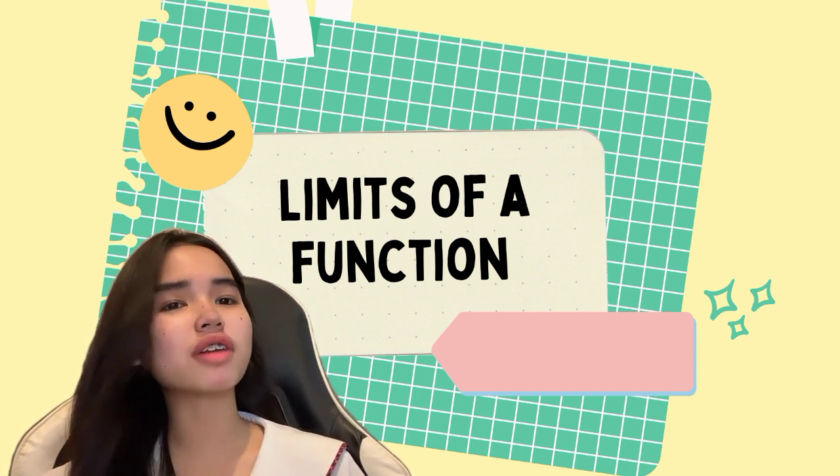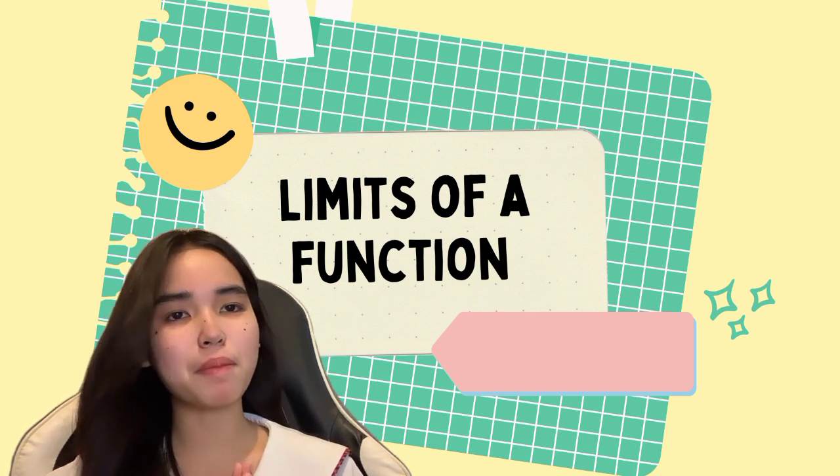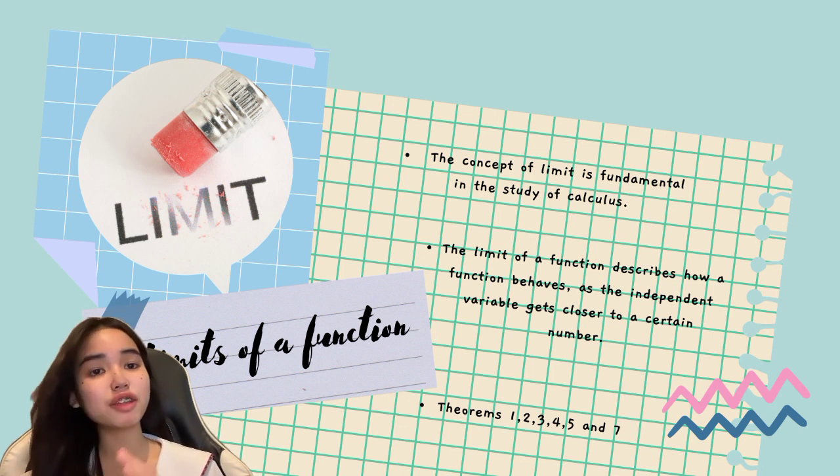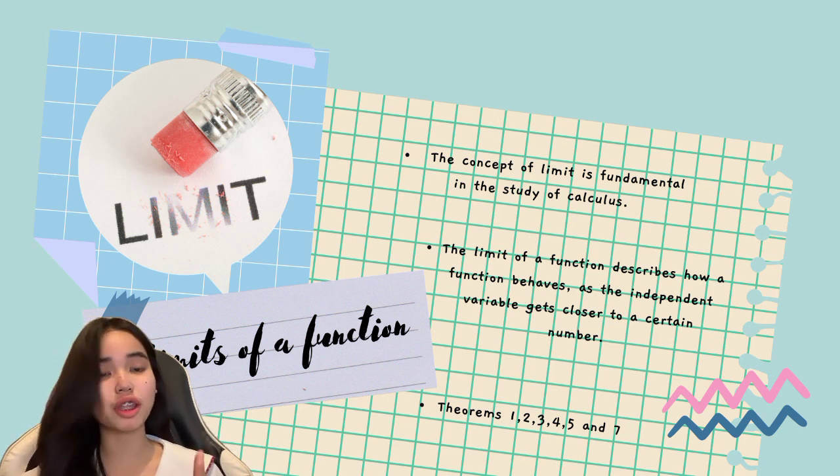So before we start, let's first have a background about limits of a function. The limit of a function describes how a function behaves as the independent variable gets closer to a certain number. The concept of limit is also fundamental in the study of calculus. So we're going to be talking about theorems 1, 2, 3, 4, 5, and 7. Without further ado, let's get started with Theorem 1.